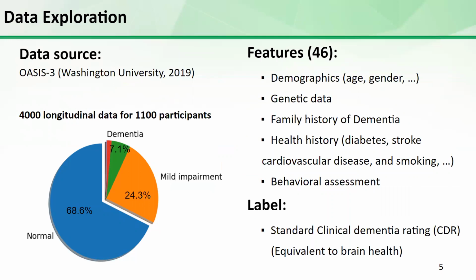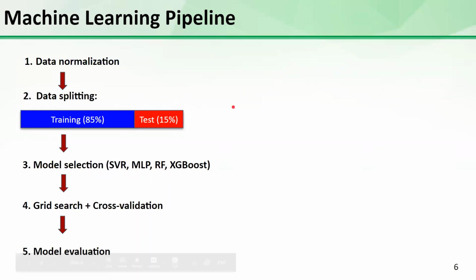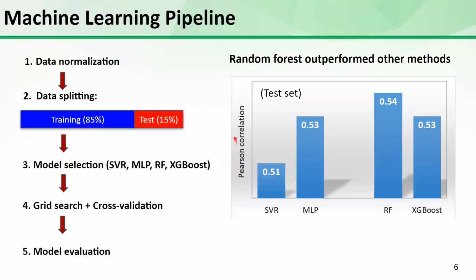in this work. The machine learning pipeline I used in this work includes data normalization, data splitting, model selection, grid search and cross-validation to tune the parameters, and the last is model evaluation. And here's the result for different methods. Random forest achieved the best performance with a correlation of 0.54.